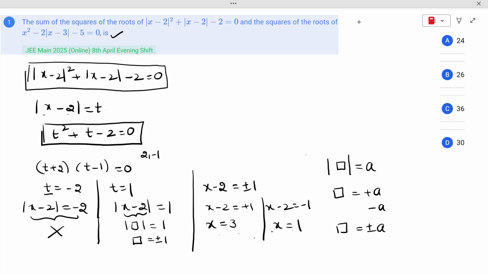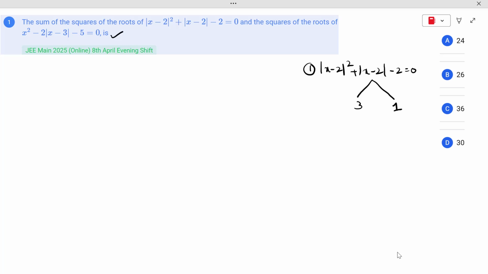So for the equation (|x - 2|)^2 + |x - 2| - 2 = 0, what are the roots? One root is x = 3 and another root is x = 1. Okay, we are done with that.